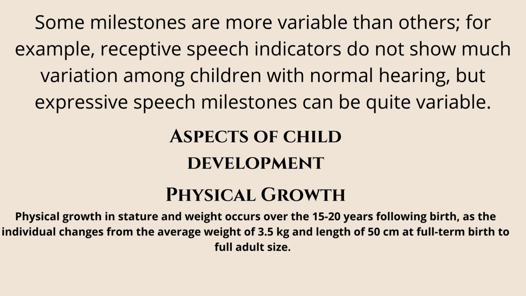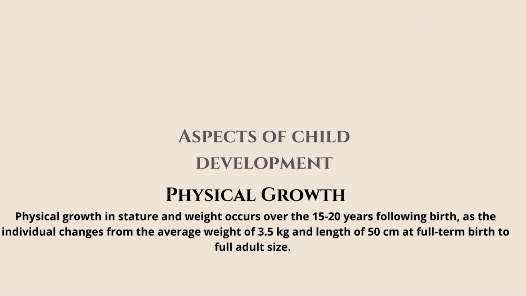So let us look at aspects of child development. Physical growth, for example. Physical growth in stature and weight occurs over the 15 to 20 years following birth, as the individual changes from the average weight of 3.5 kilograms and length of 50 centimeters at full term birth to full adult size.